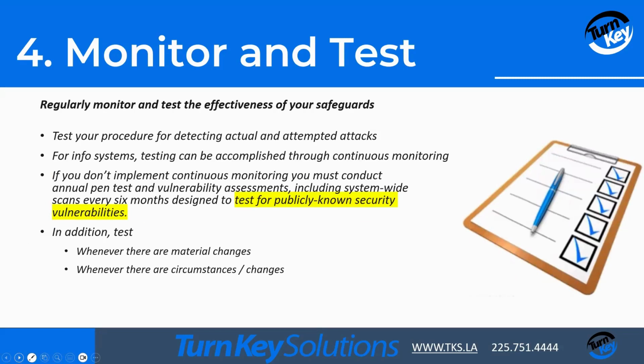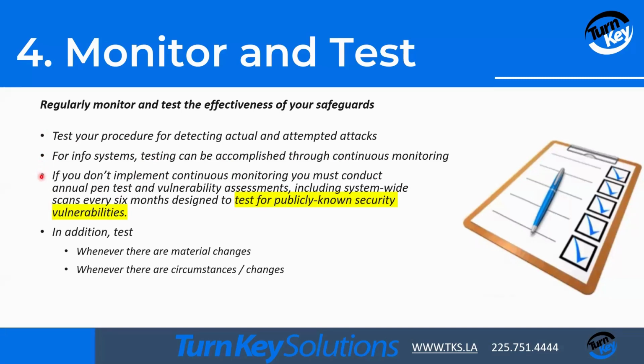The fourth control in the Safeguard Rule is to monitor and test the effectiveness of those safeguards. Make sure that they're working. Test your procedures for detecting actual and attempted attacks. For information systems, you can do that with a continuous monitoring program. It's not just testing your firewalls, but it's monitoring your antivirus and your firewalls and all those things to make sure that the hackers aren't coming at you.